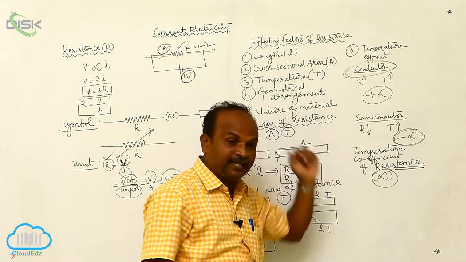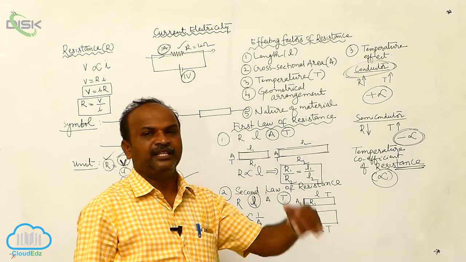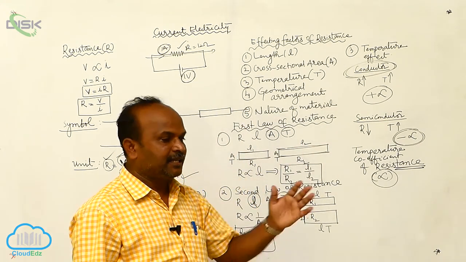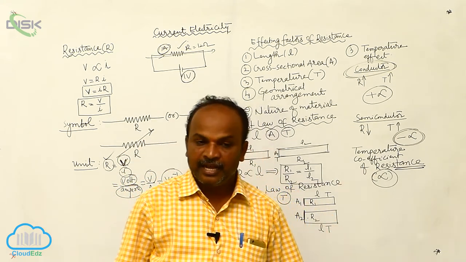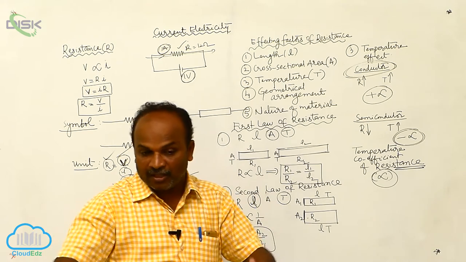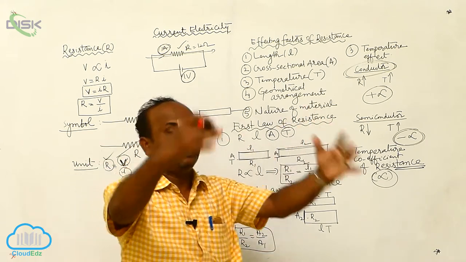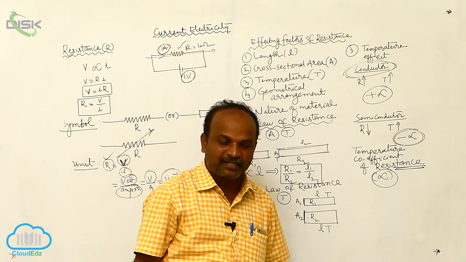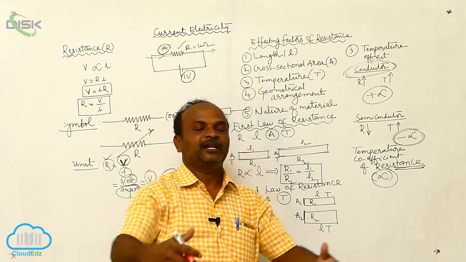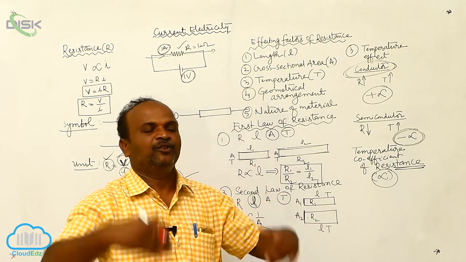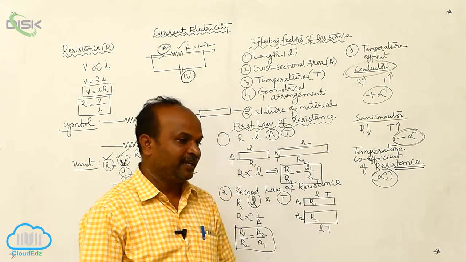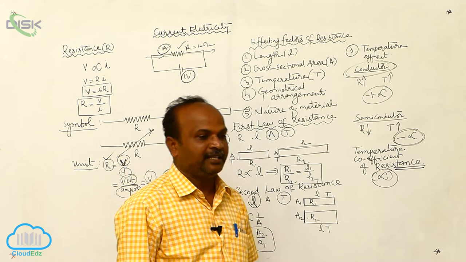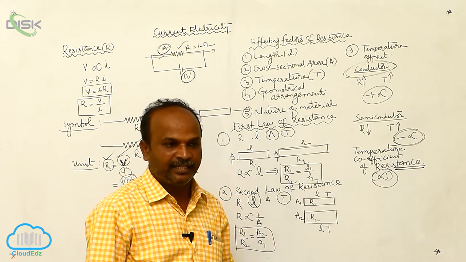But in the case of semiconductors, the structure is different. In semiconductors, valence band electrons are there, and conduction band electrons are there. As the temperature is increased, valence band electrons are shifted into the conduction band. Therefore, more electrons are available in the conduction band. Those electrons act as free electrons. Therefore, the current is increased. As the current is increased, the resistance is decreased.